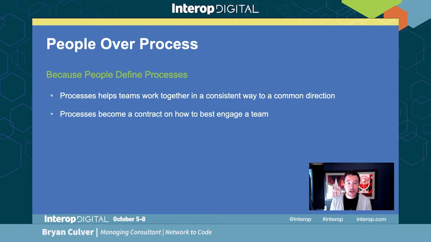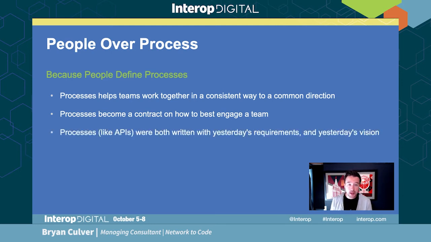Processes also become a contract in how to best engage a team. So if a team asks you to fill out a form or call a 1-800 support number, they typically are asking you to do that because it's easier for them to field your request and set priority and be more fair to the rest of the organization. So that contract is a way of exchanging information between them. And if you're looking to consume another team's resources, oftentimes they are the ones who get to dictate the contract.